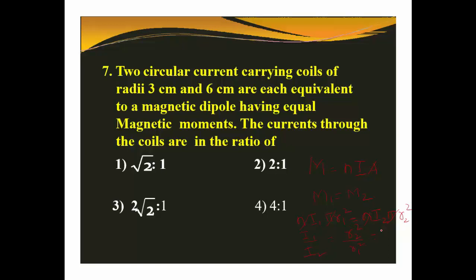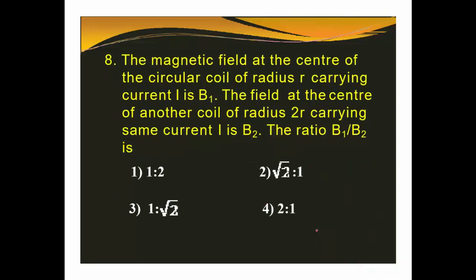Here, how much is the value of R2? It is given as 6. So 6 square divided by 3 square, that is 36 by 9. The answer is 4:1. So the correct option is 4:1. Current ratio I1 by I2 equal to 4:1. So using the magnetic moment dipole moment formula, we got this solution. Okay, next question, the eighth one.